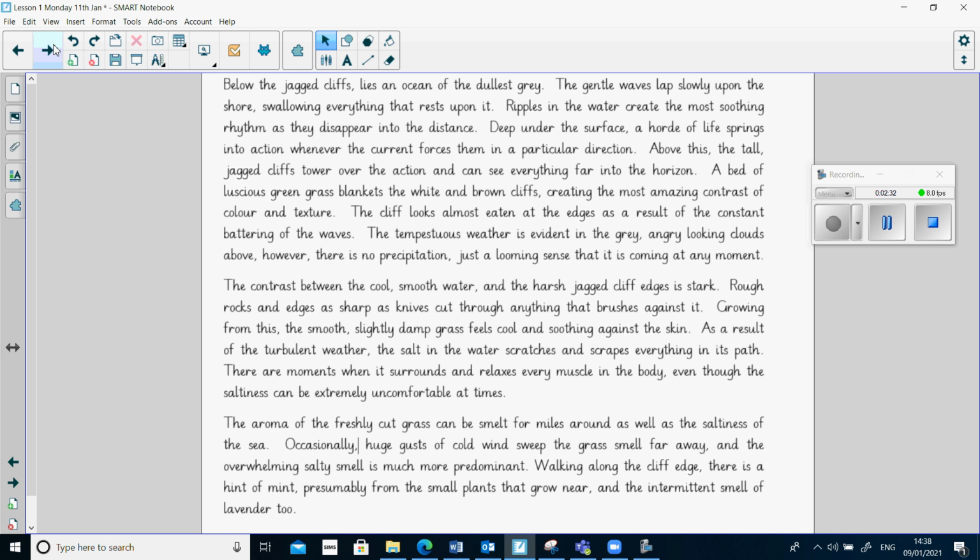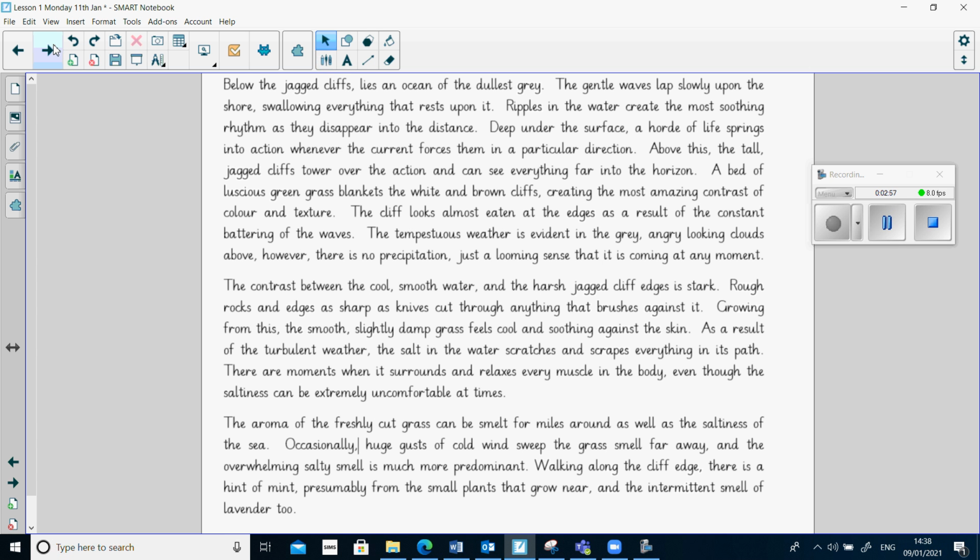The contrast between the cool, smooth water and the harsh, jagged cliff edges is stark. Rough rocks and edges as sharp as knives cut through anything that brushes against it. Growing from this, the smooth, slightly damp grass feels cool and soothing against the skin. As a result of the turbulent weather, the salt in the water scratches and scrapes everything in its path.